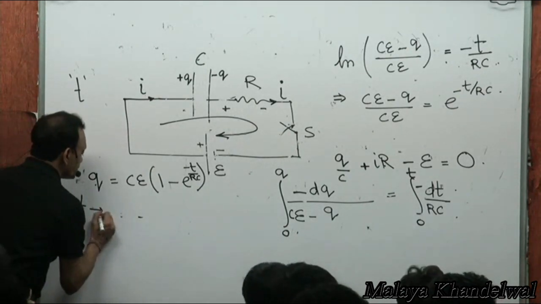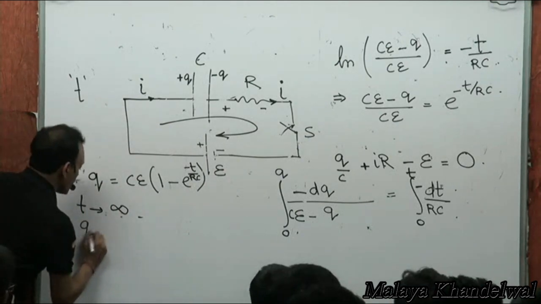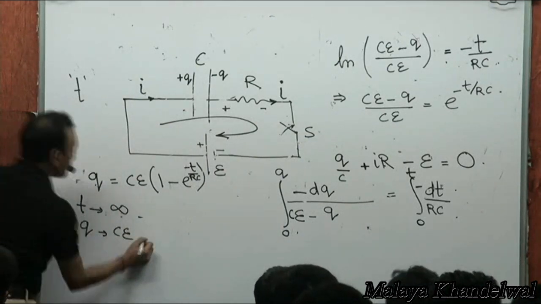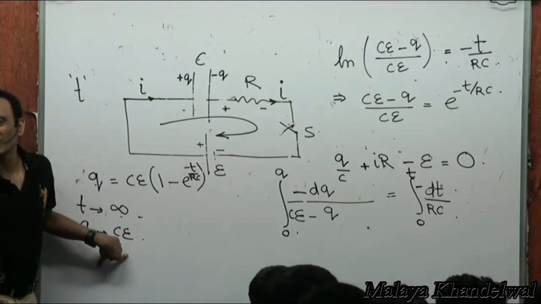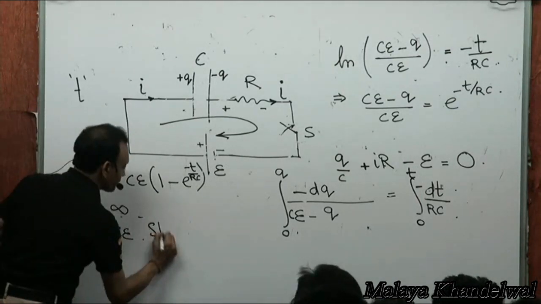Now, as t tends to infinity, very clearly, this will tend to 0. So the charge tends to C epsilon, which is the steady state charge on the plates of the capacitor.